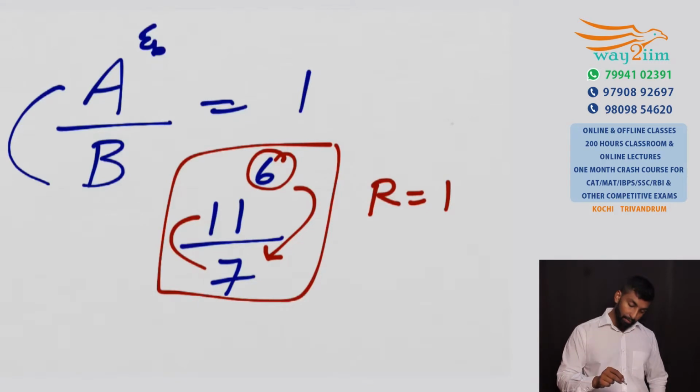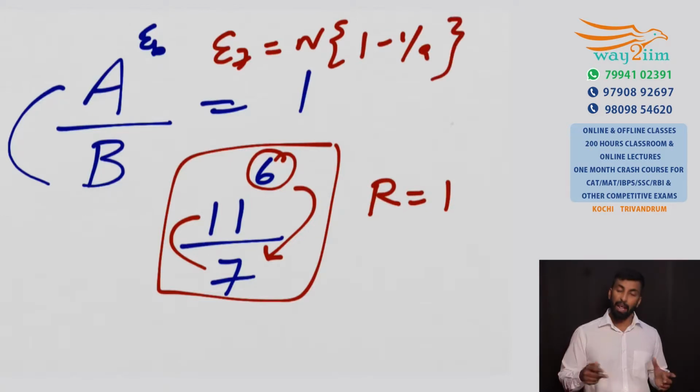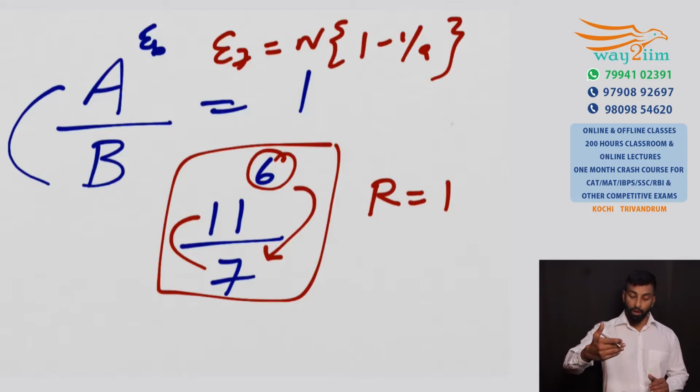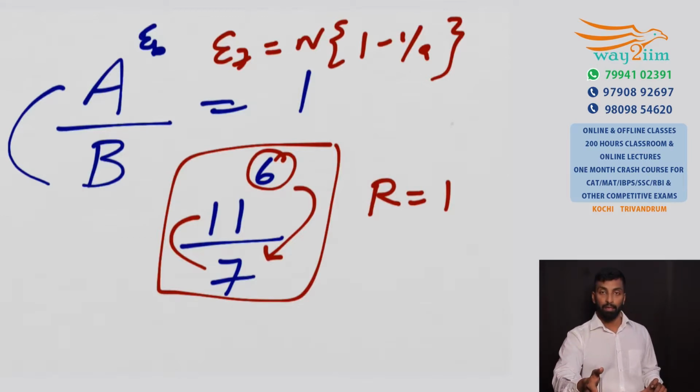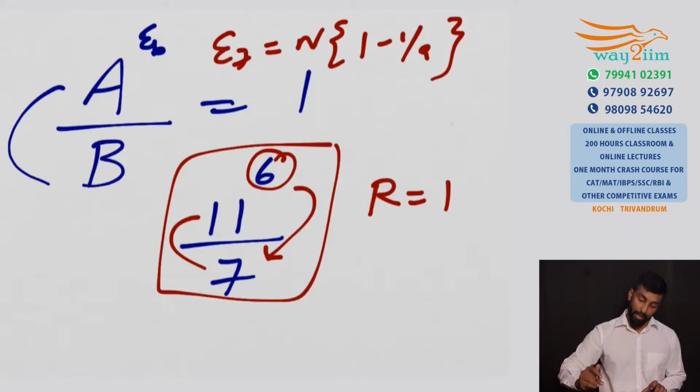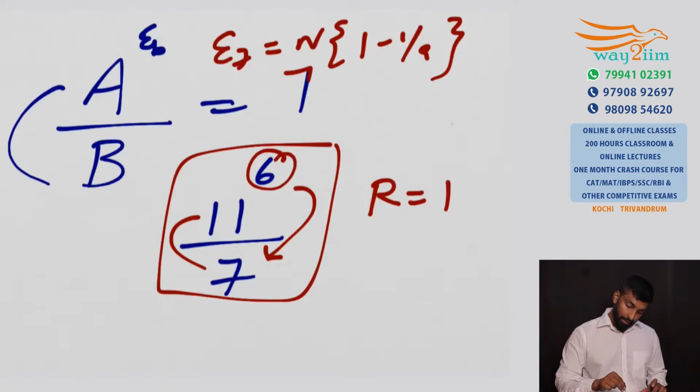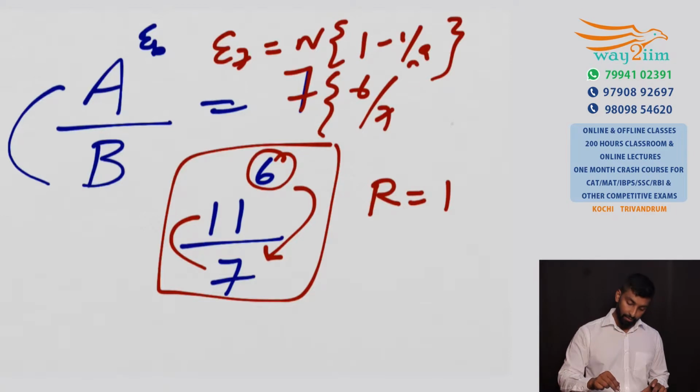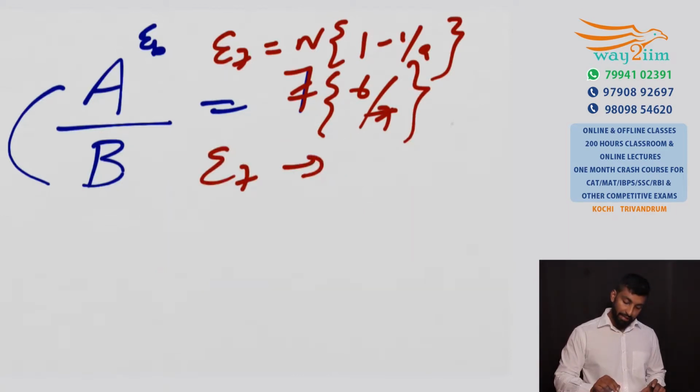How will you find Euler's number of 7? E7 is equal to n into 1 minus 1 by a. 7 is a prime number, so I have only one term. If I have a into b, it is 1 minus 1 by a into 1 minus 1 by b. If it is a product of three primes, 1 minus 1 by a, 1 minus 1 by b, 1 minus 1 by c, it will go on. So here, 7 into 6 by 7. What is that? 6. Euler's number of 7 you will get as 6.